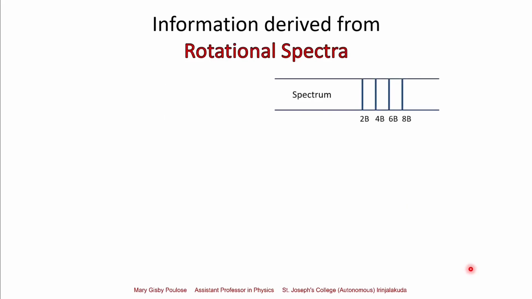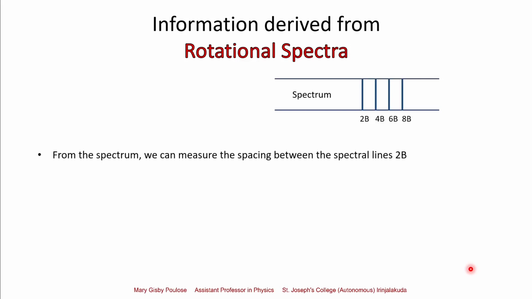So, from the rotational spectra as seen here, we get a lot of data about the molecules. First one is that from the spectrum, we can directly measure the spacing between the spectral lines, 2B. Now from that, we get the value of B, and if we know B, by using the relation B is equal to h divided by 8 pi squared I c, we can calculate moment of inertia I. Now, if the reduced mass of that molecule is known, we can calculate the bond length R from the relation I is equal to mu R squared.